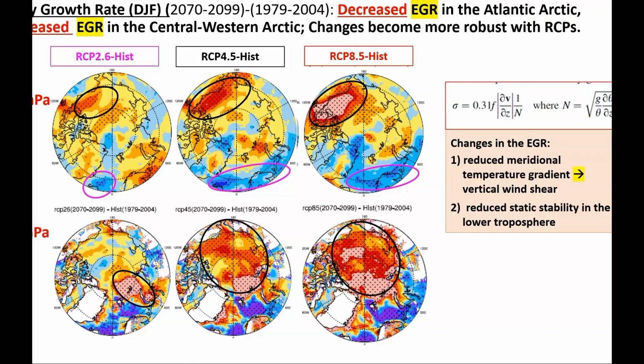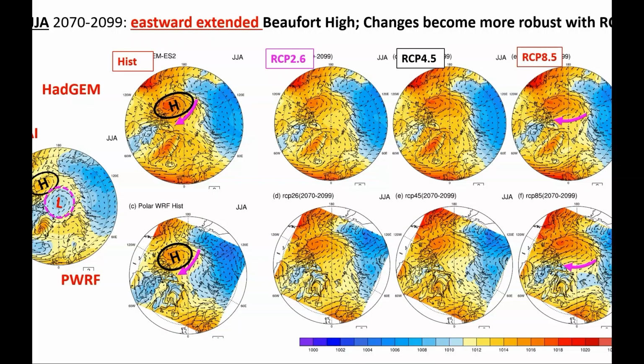And the eddy growth rate at the low troposphere has robustly increased in most of the Arctic basin, and the increase has become more robust with the increase of RCPs. The large reductions in the static stability account for the robust increase in the eddy growth rate at 925 millibar. Next, I will talk about the changes in the summer circulation.